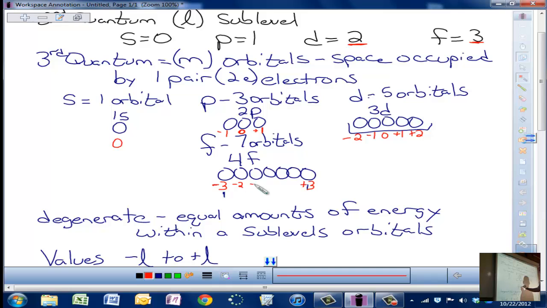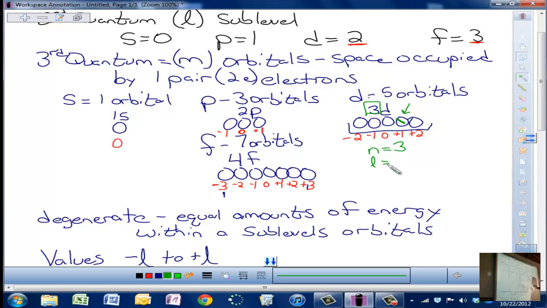Negative 2, negative 1, 0, positive 1, positive 2. So, if I was talking about an electron right here, okay, so if we have an electron right there, N represented your energy level. That's this right here. So we would say N equals 3.